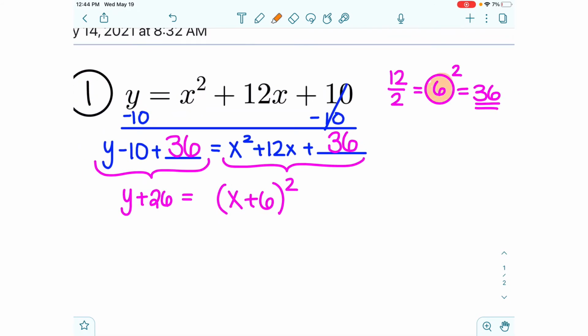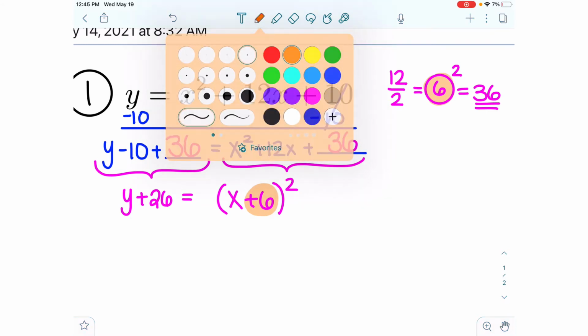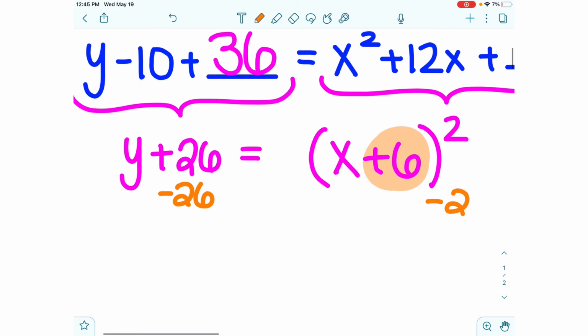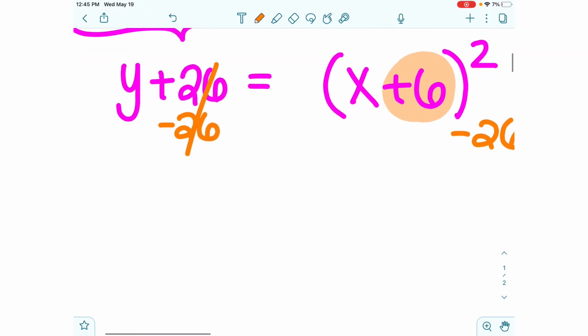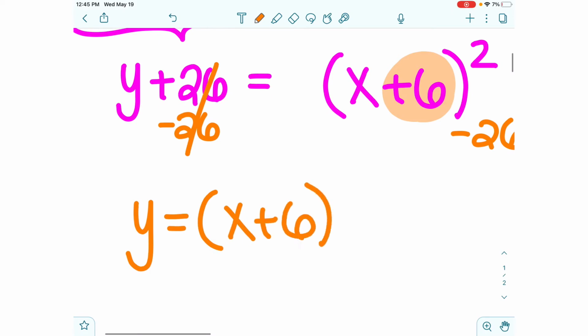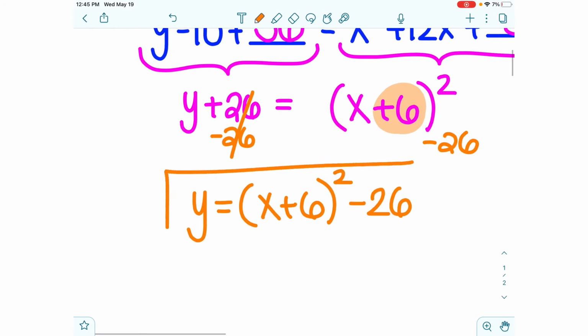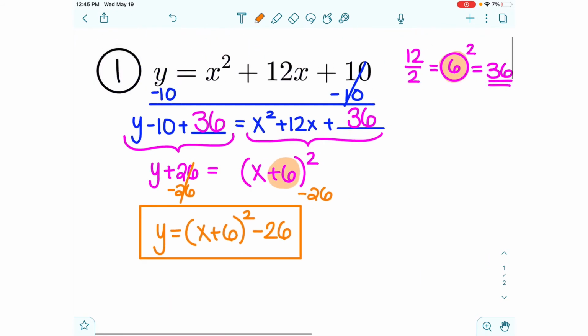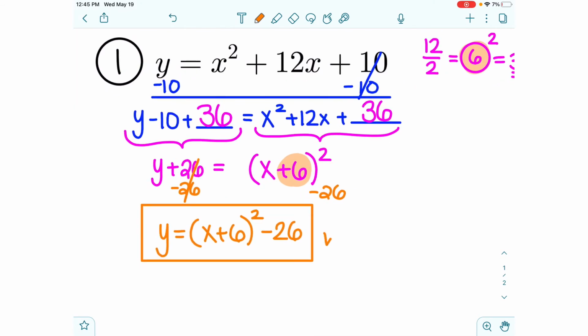The trick is this: the circled number is the number that goes in the parentheses when you factor, okay? And then the last step in completing the square is just to take this 26 that's on the left right now and move it back over. So I have to subtract it back over. So here's my final answer: x plus 6 quantity squared minus 26. And now I've rewritten an equation that started out in standard form, a trinomial, into vertex form.